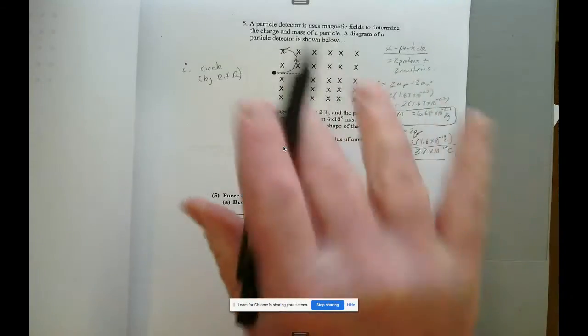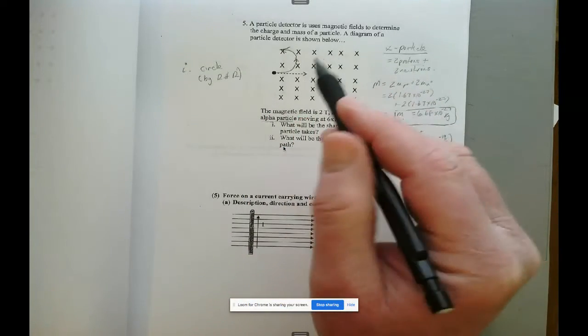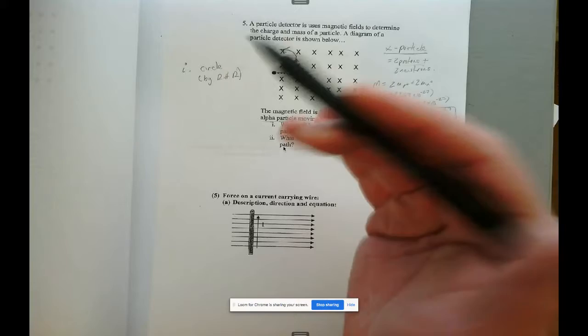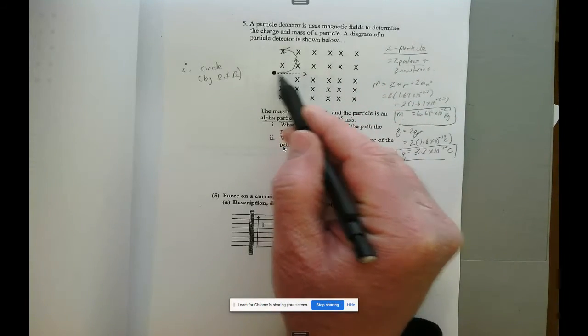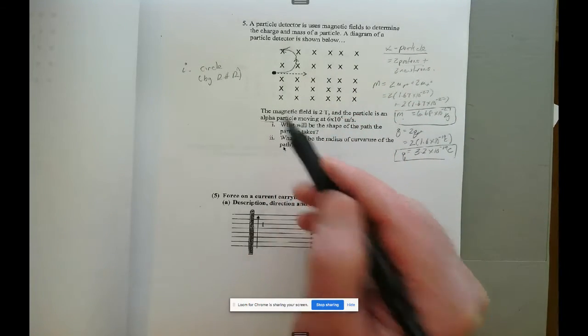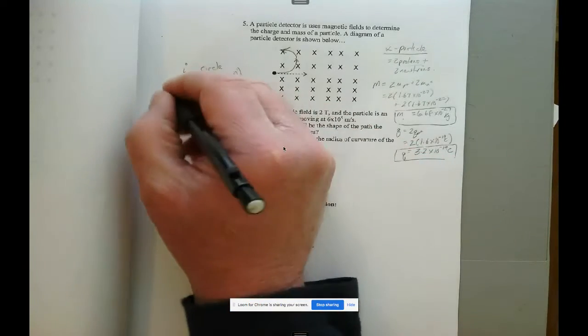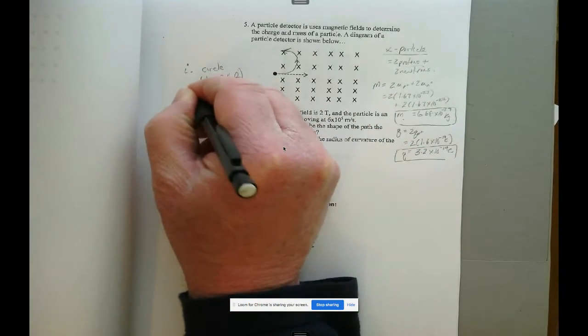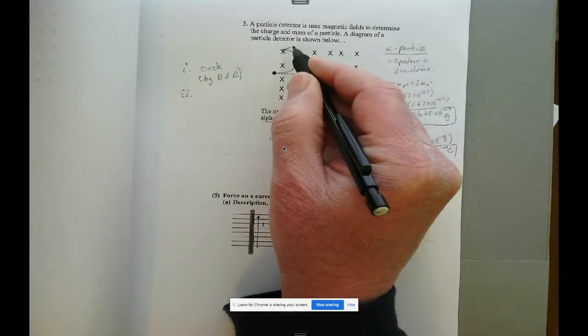So remember I said that we can use this to find the charge. If it was a negative, negatives go the opposite way. A negative would actually curl back around this way. And then part 2, we want to find the radius of curvature for this circle.